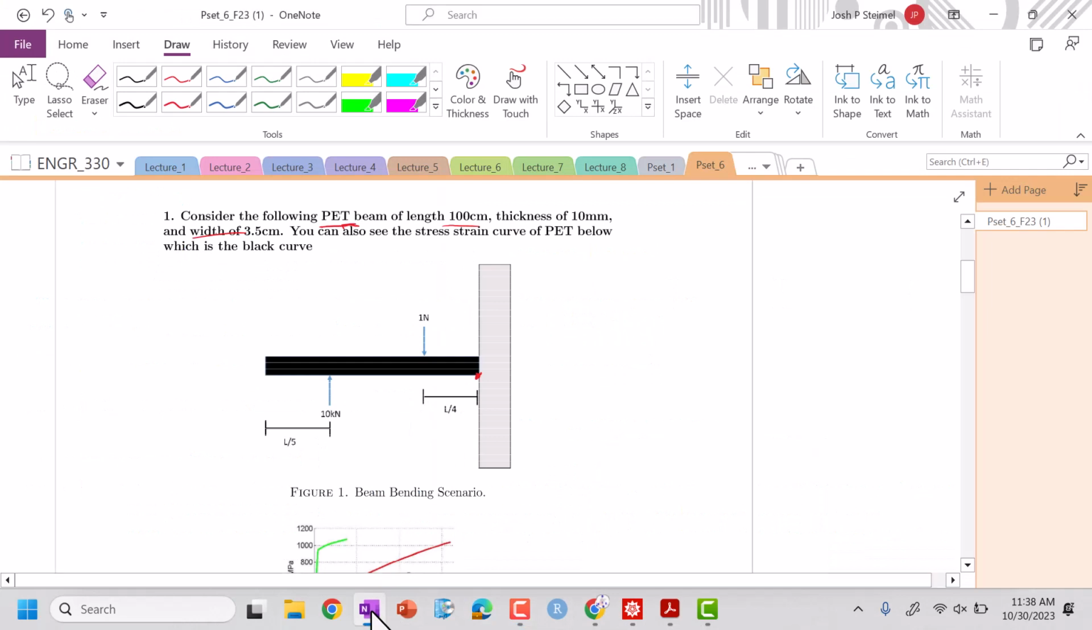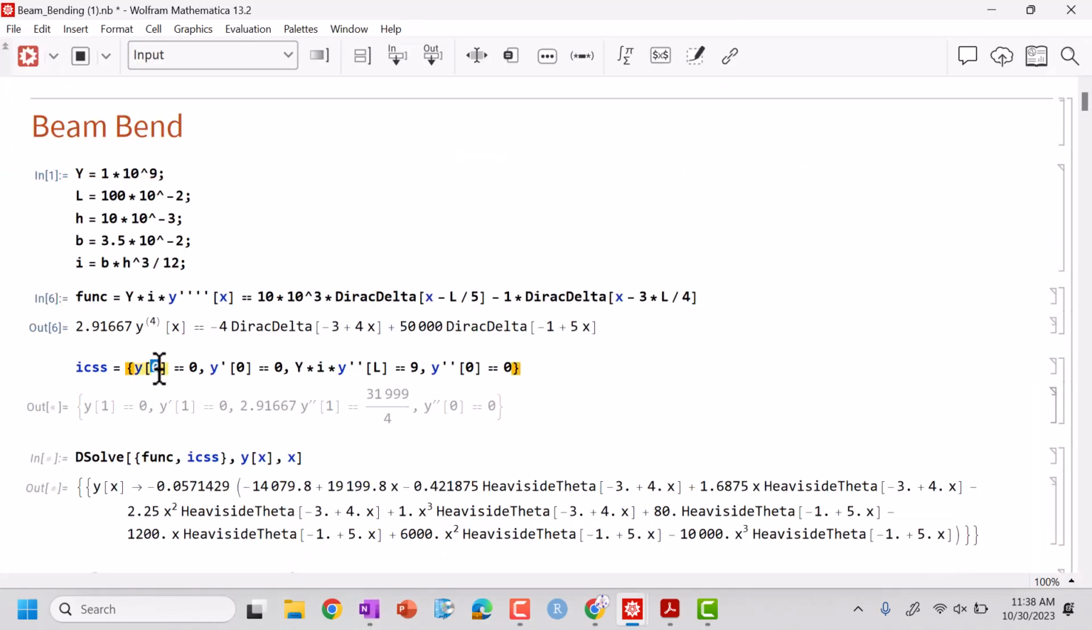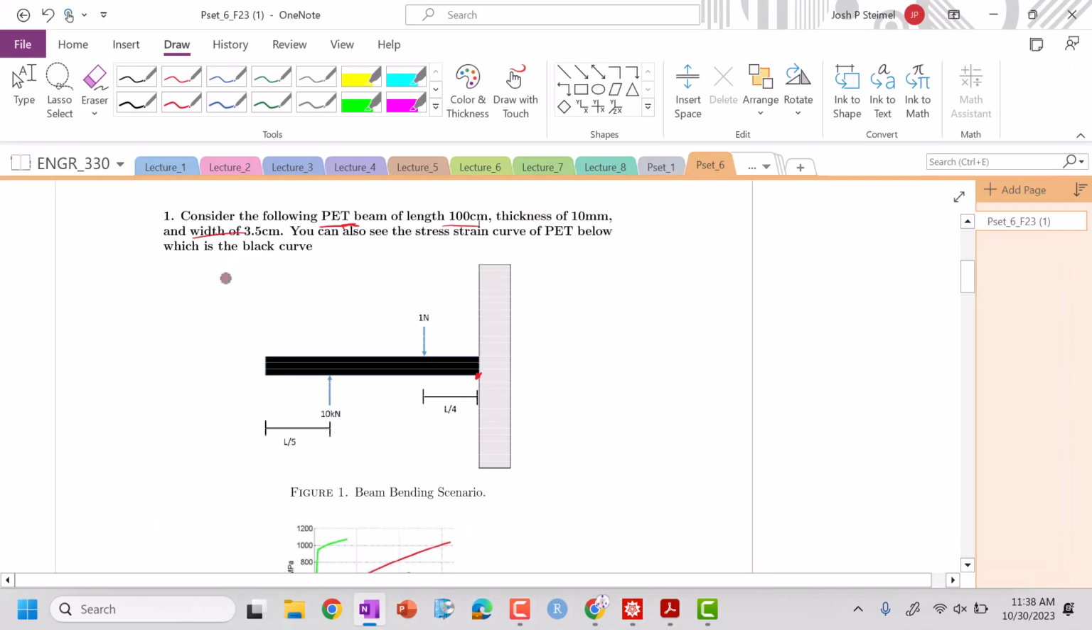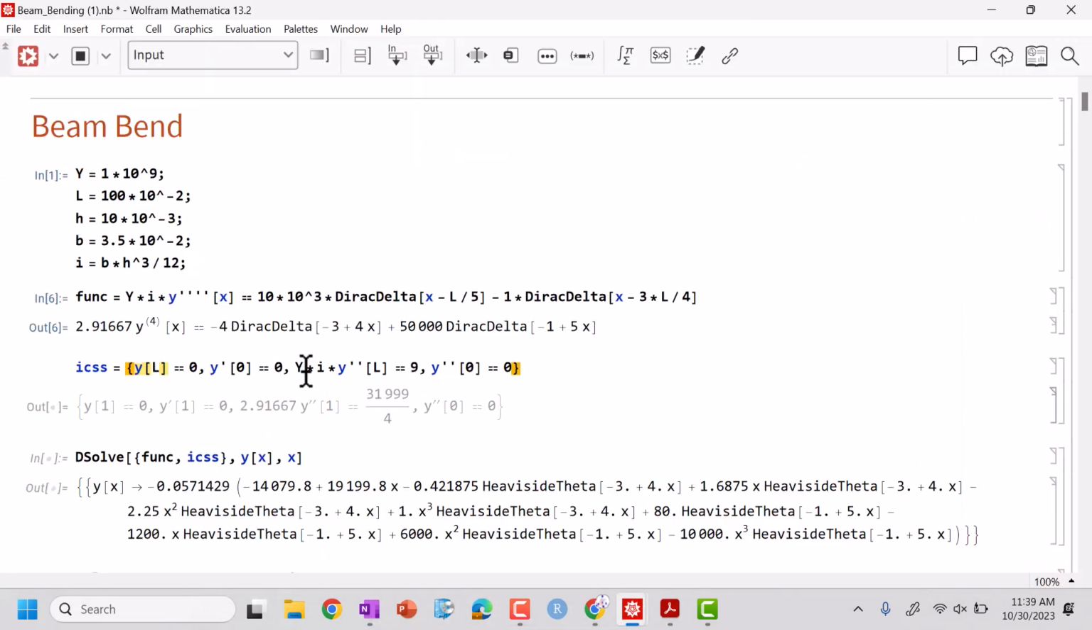For this problem, we can see that there's no displacement at the length of the beam. I'm going to assume this is my coordinate system, x, y. This is going to be 0, and this is going to be at L. So there's going to be no displacement and no slope. Let's plug those in: no displacement at L, no slope at L.